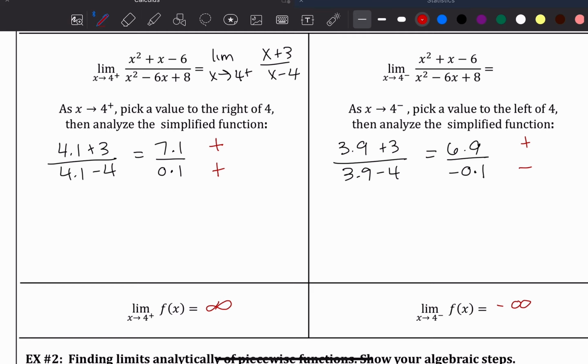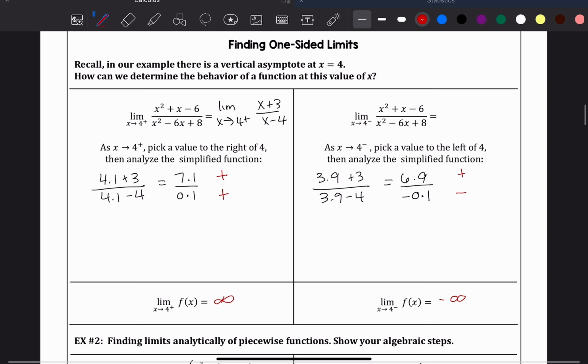Okay. So all this is telling us here is the behavior of the function, not necessarily the value of the limit.